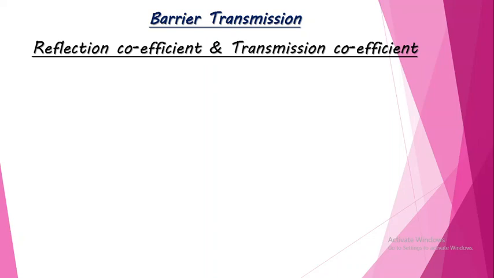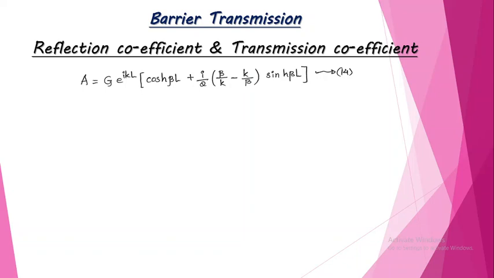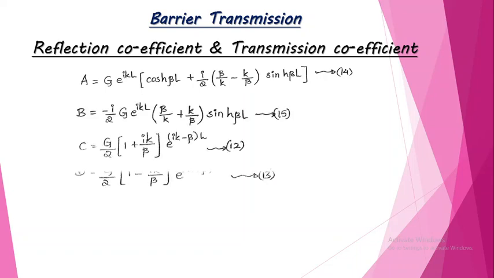From the previous class we have found the different values of the amplitudes, or the normalization constants, that is A, B, C as well as D, with respect to G. If you have not gone through the previous class, first go through it and only after that listen to this class, otherwise it will be very difficult to understand.